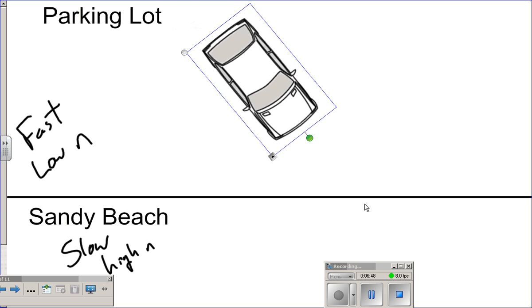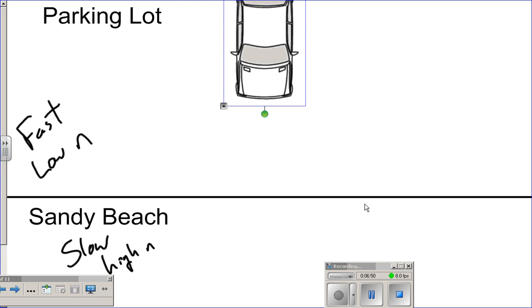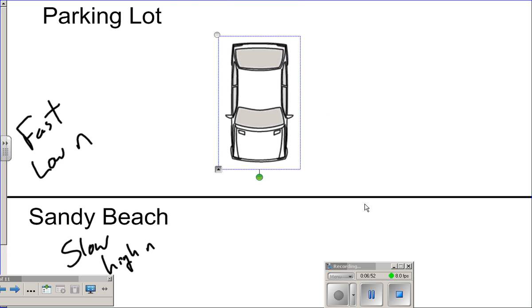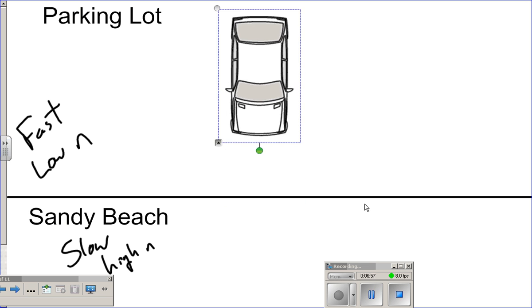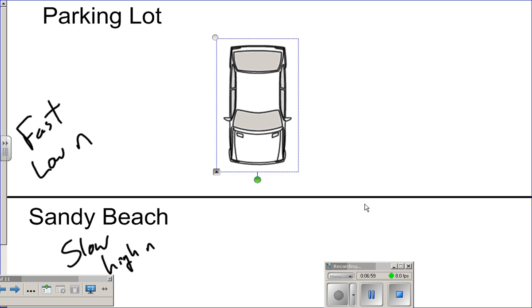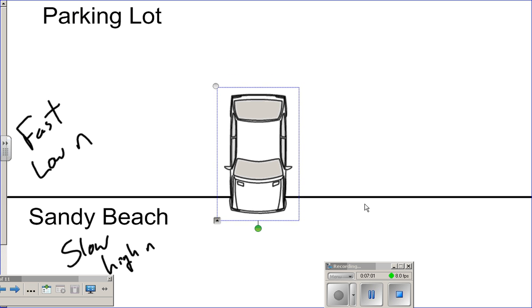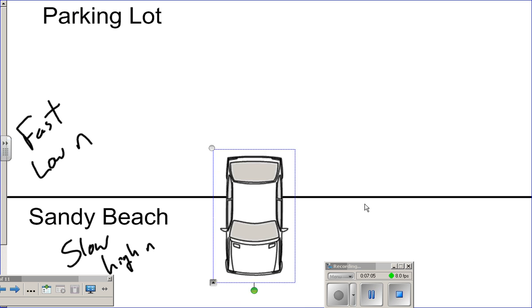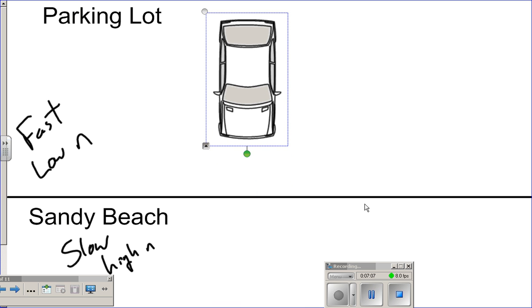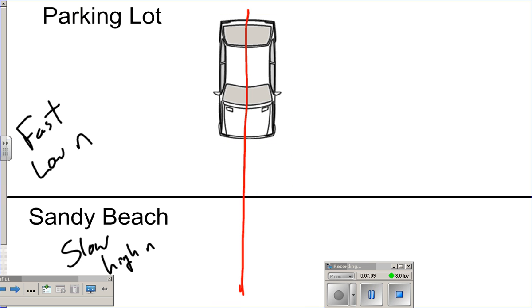Okay, so what's going to happen is this. If the car just drives straight down across the parking lot and onto the beach, what's going to happen is, boom, it hits the sand and it slows down, right? So it's going, whatever, 40 miles an hour, 40 miles an hour, boom, 20 miles an hour, 20 miles an hour, right? Okay, and there was nothing weird there. The car just kind of goes straight through and it slows down as soon as it hits the beach.